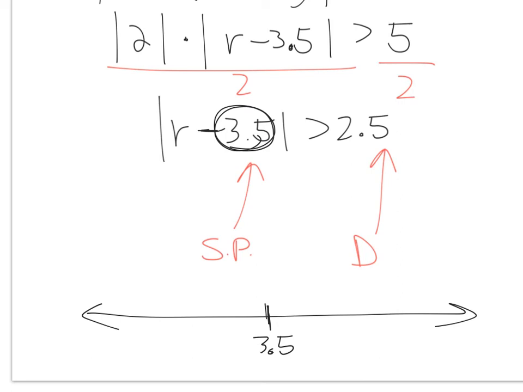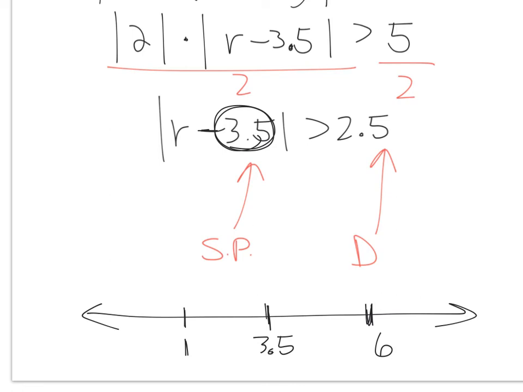Okay, so remember the distance between r and 3.5 is greater than 2.5. So go 2.5 units out and 2.5 units out. What do I have if I go 2.5 units out this way? 6. And the other way? 1. Good. Now, the distance between r, which is where our solution set will be, and 3.5 is greater than 2.5.